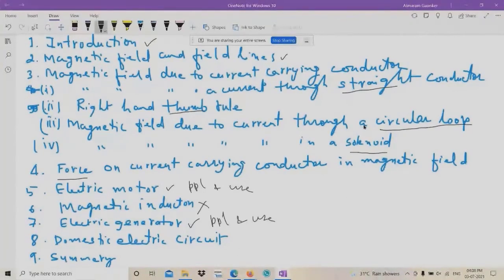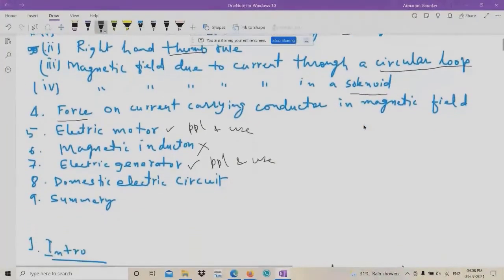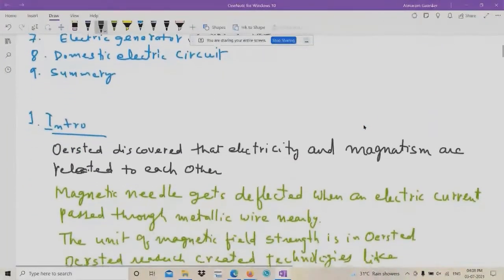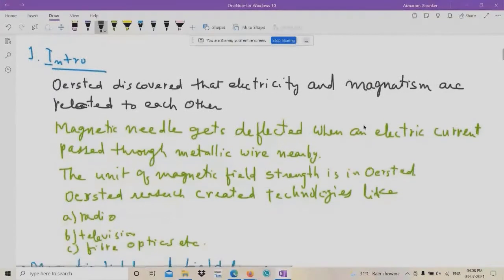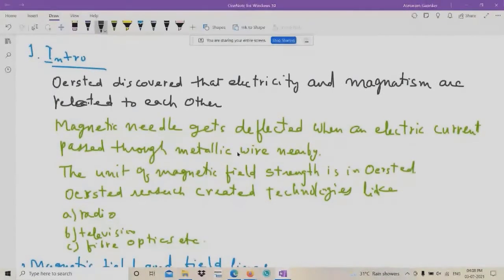So let me begin with the first part. First is introduction. Now, a scientist Oersted discovered that electricity and magnetism are related to each other. So he discovered that magnetism and electricity have got some relations.